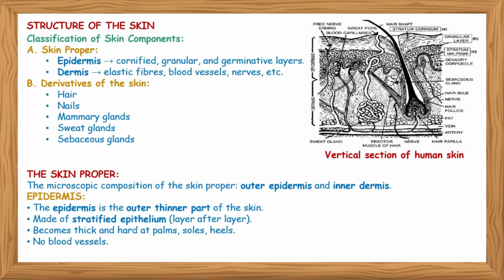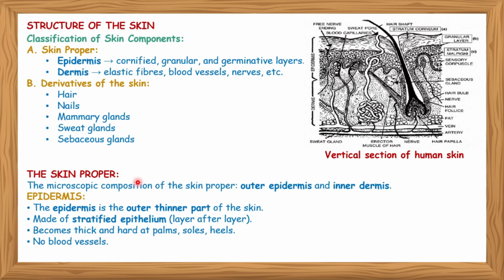Structure of the skin, classification of skin components. Skin proper, there are two structures, epidermis and dermis. Epidermis has cornified, granular and germinative layers. In the dermis, elastic fibers, blood vessels and nerves are present. The derivatives of the skin are hair, nails, mammary glands, sweat glands and sebaceous glands. The skin proper, the microscopic composition of the skin proper, that is the outer epidermis and the inner dermis.